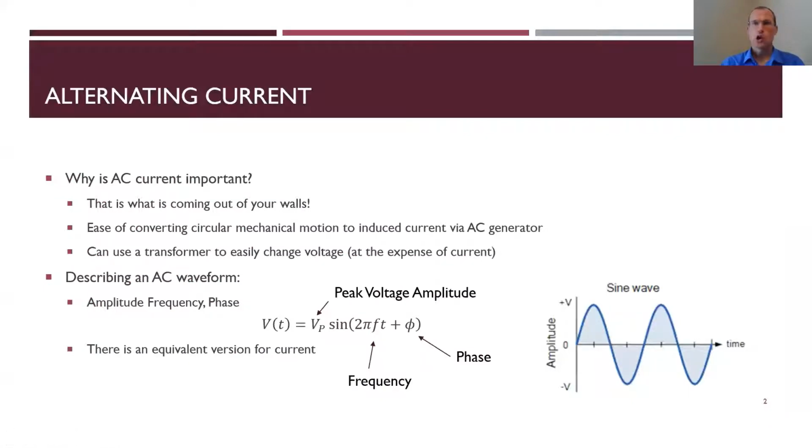So the first thing we're going to deal with is alternating current. Why is this important? Mainly because that's the easiest way to generate power. You have big power plants that turn turbines, and that creates change in the magnetic field, which creates this alternating current.